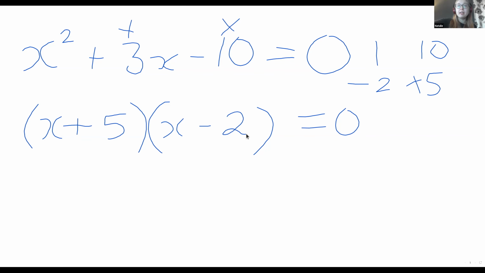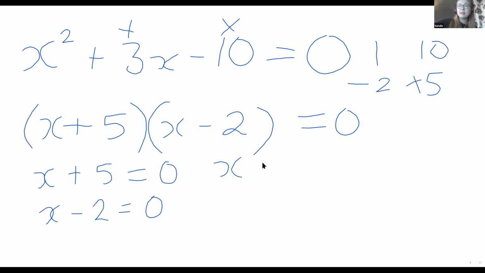I can now make each bracket equal to 0. So I can say x plus 5 is equal to 0 and x minus 2 is equal to 0, which means that x is equal to minus 5 or x is equal to 2. And there we have it. I have solved that equation.